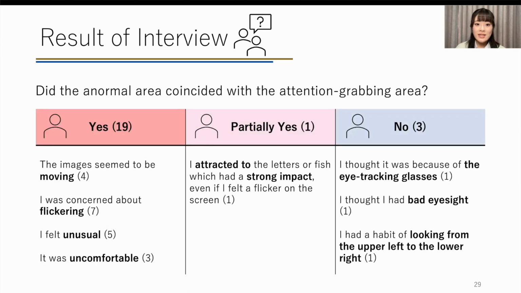We then collected the results of the interviews conducted at the end of the experiment. All participants noticed the abnormality of the projection. We then asked if a normal area coincided with the attention-grabbing area and asked why. As a result, 19 answered yes, 1 answered partially yes, and 3 answered no. Those who answered yes said it was because they were concerned about flickering.